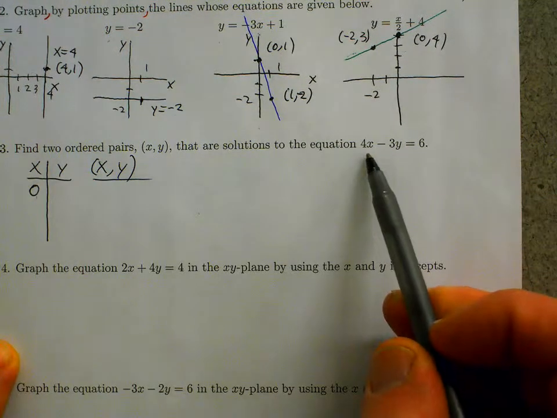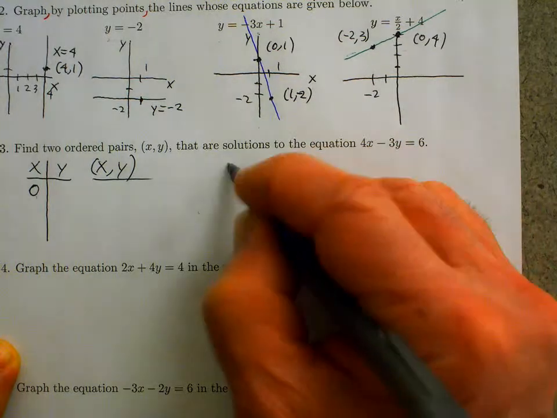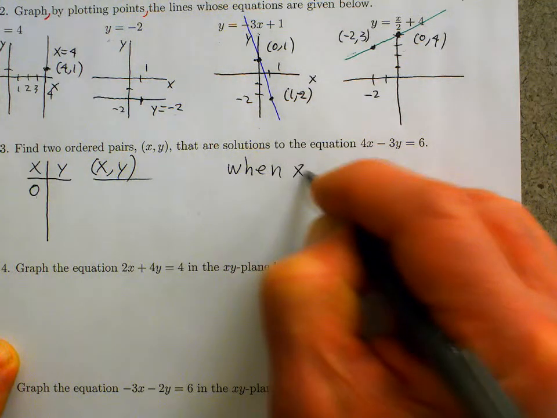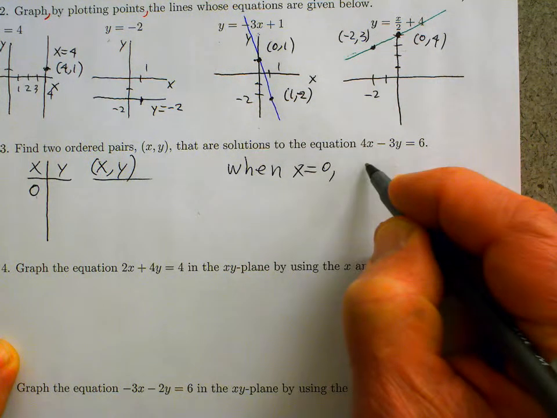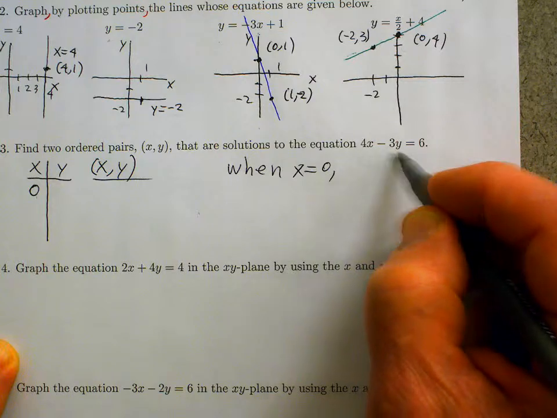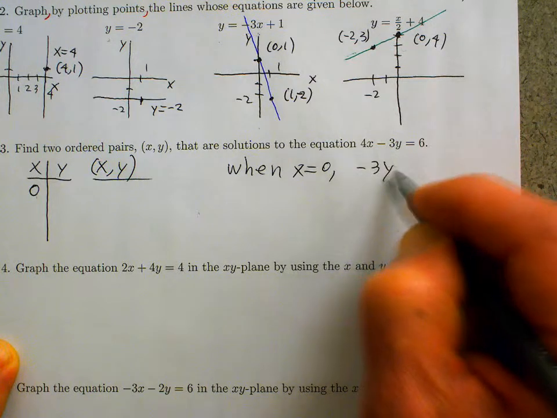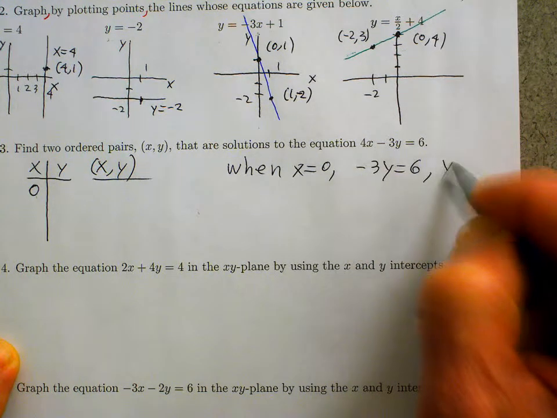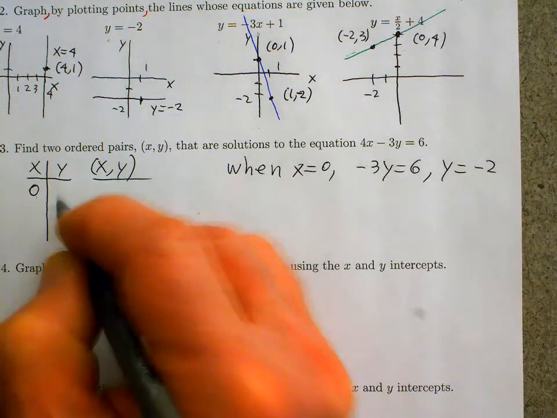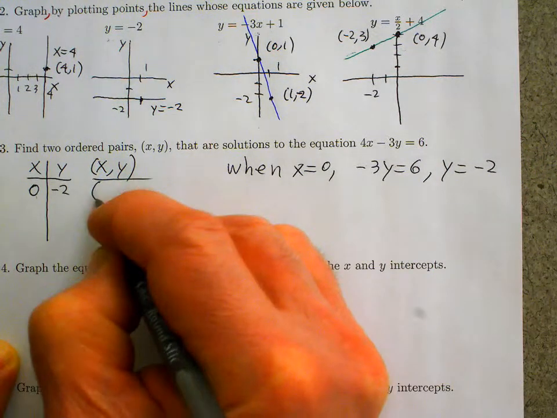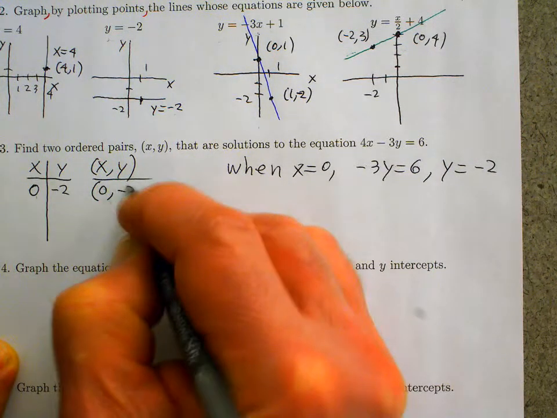And in the equation, when x is 0, four times 0 minus 3y, I get negative 3y equals 6, and y is equal to negative 2. Okay, so one ordered pair solution is (0, negative 2).